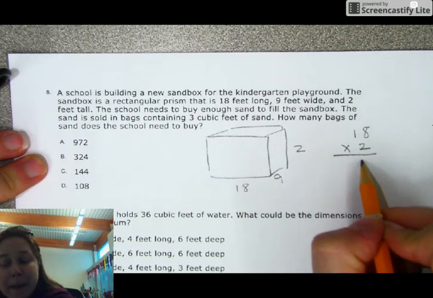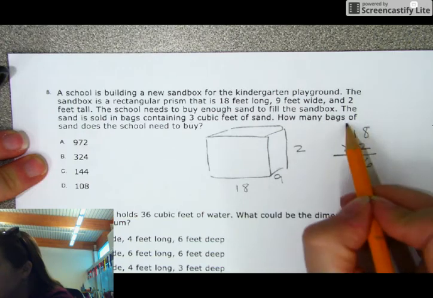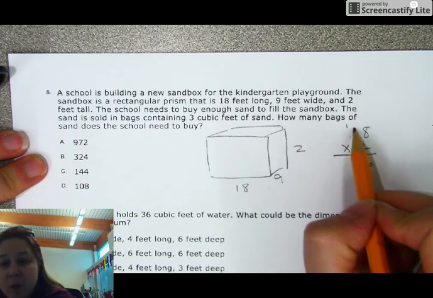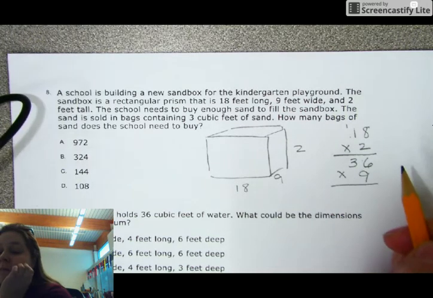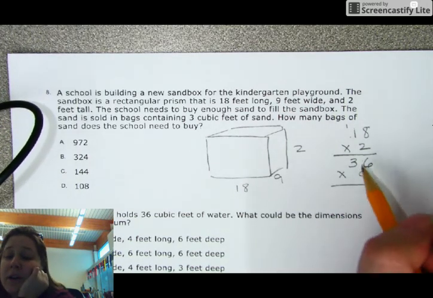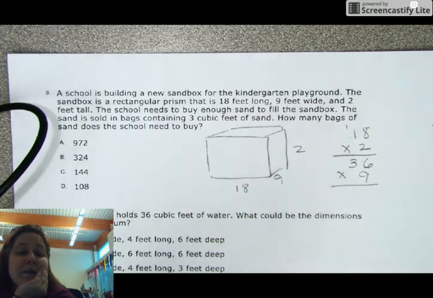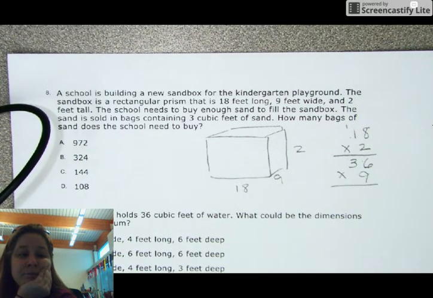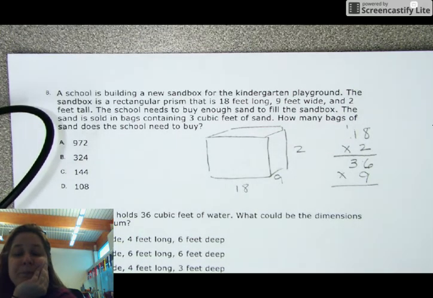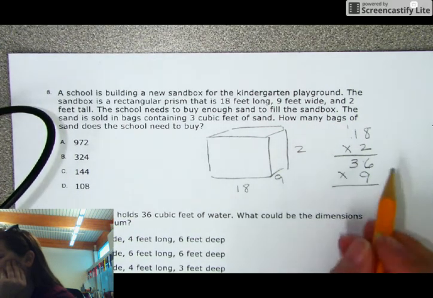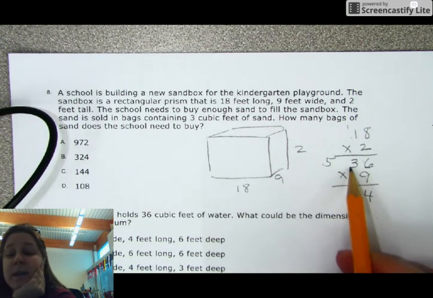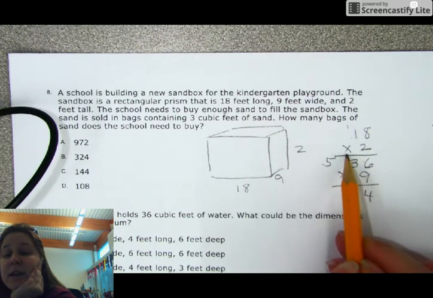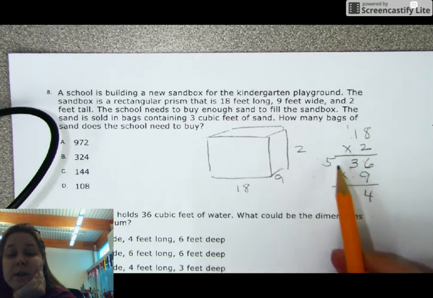That gets me 16, trade the 1. 2 times 1 is 2, plus 1 is 3. And now I need to times it by 9. So take a moment and take 36 and times it by 9. Nine times 6 is 54. Trade your 5. 9 times 3 is 27, 28, 29, 30, 31, 32.